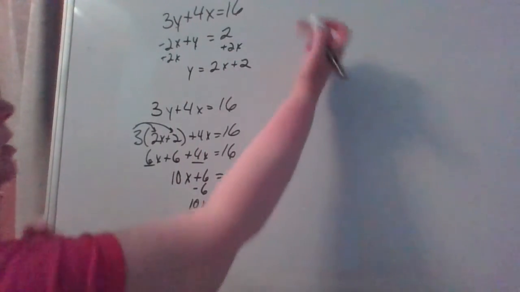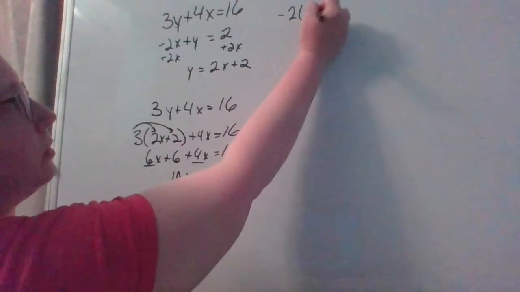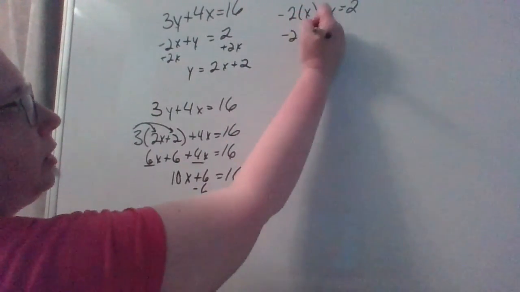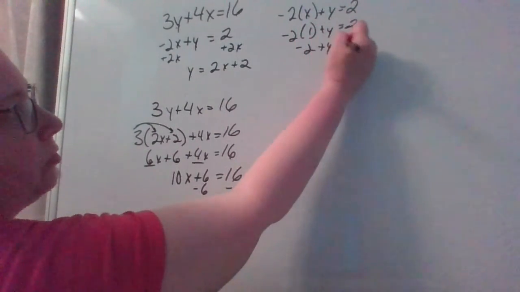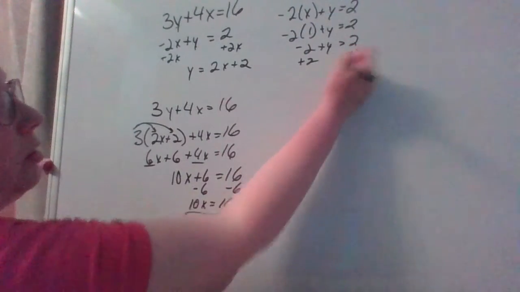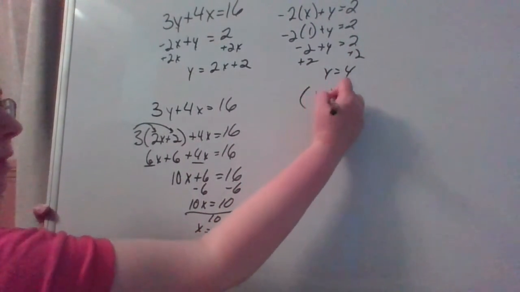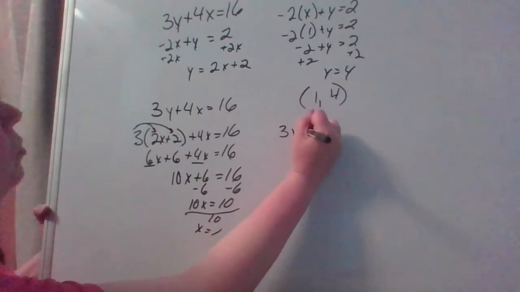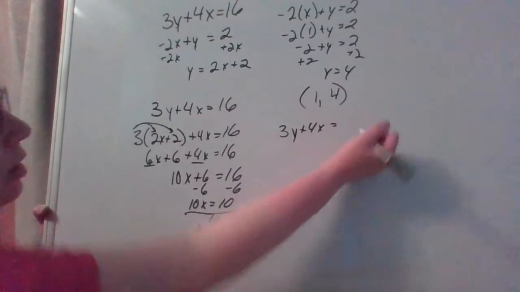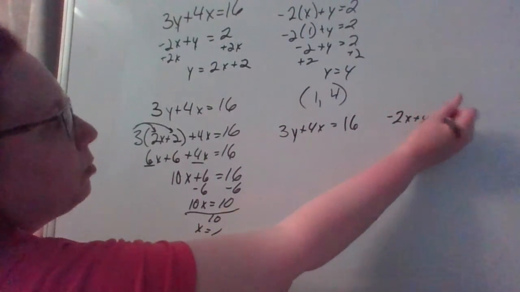So I'm going to go ahead and substitute that in to my other equation so that I can solve for y. And I pretty quickly get that y equals 4. So I think that my ordered pair is 1, 4. I'm going to substitute that ordered pair into both of my equations here and hopefully prove that we were right.